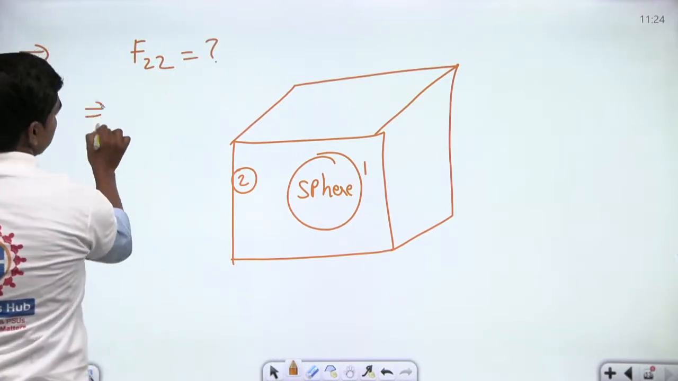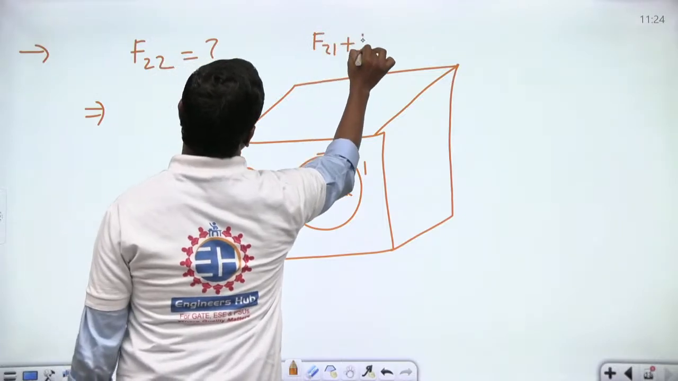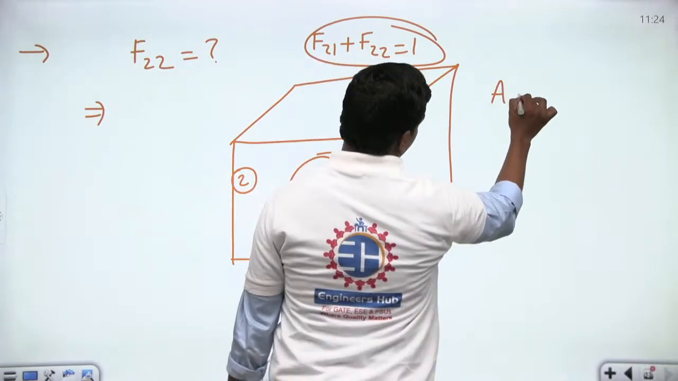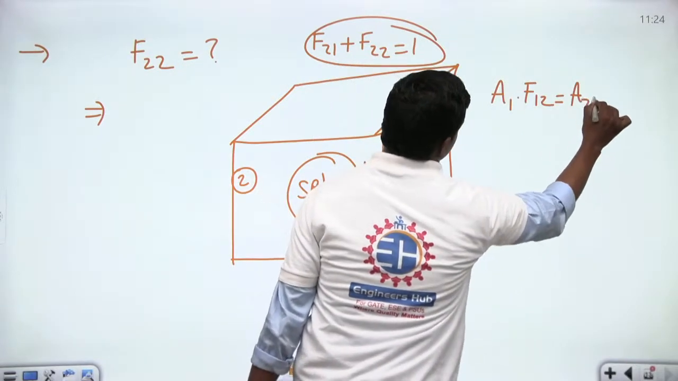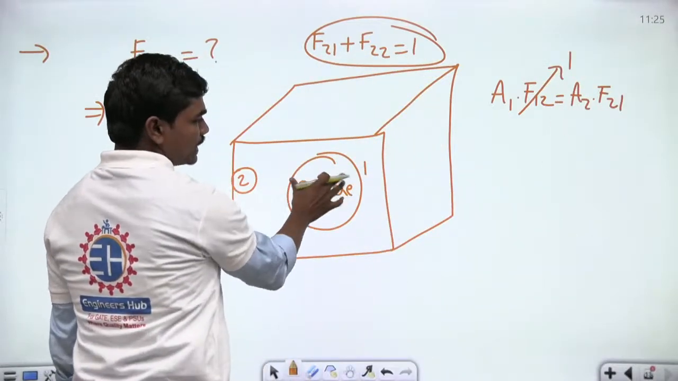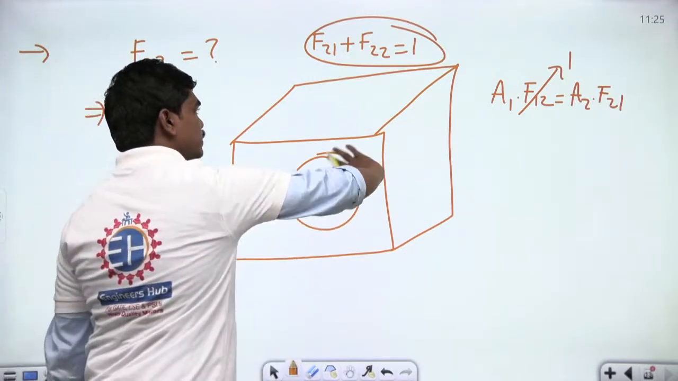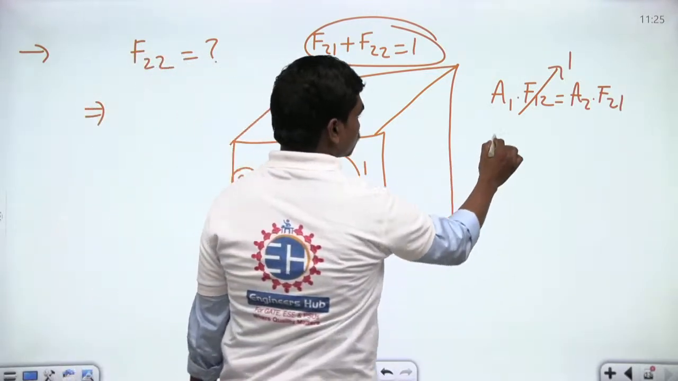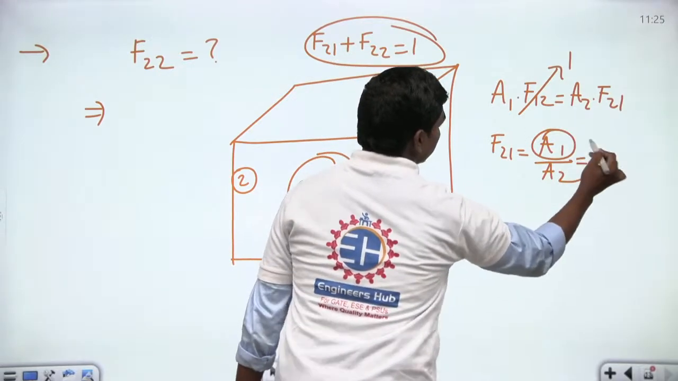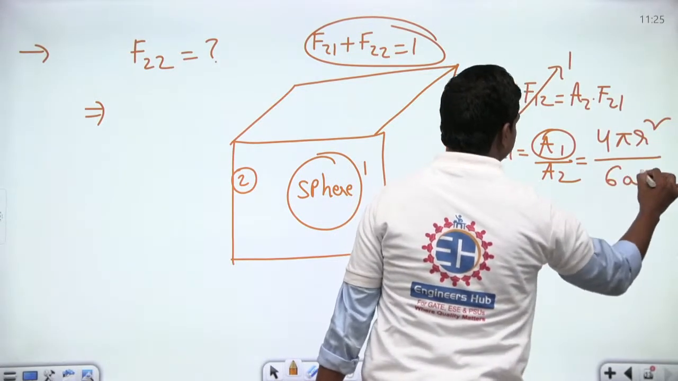This is the question, and of course if you apply the reciprocity theorem, and the summation principle F21 plus F22 is equal to 1, and of course A1 F12 is equal to A2 F21, then since F12 is 1, because whatever heat gets radiated out of the surface, there is no chance that the heat gets radiated back onto the surface, so it just radiates onto the cube. So F12 is 1, so F21 can be calculated as the ratio of A1 by A2, where A1 is the surface area of the sphere, and A2 is the surface area of the cuboid.